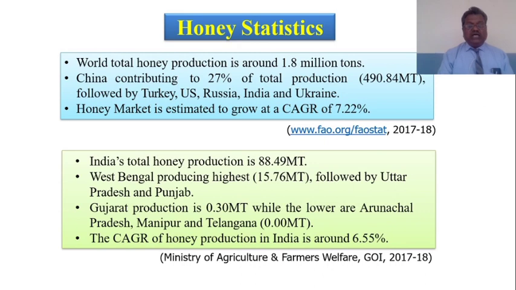Honey statistics. World total honey production is around 1.8 million tons. China contributed the most, about 27% of the total production, about 490 metric tons. After China, it is followed by Turkey, then US, Russia, India, and Ukraine. The honey market is estimated to grow at a CAGR of 7.22%. India's total honey production is about 88.49 metric tons. West Bengal produces the highest, 15 metric tons, followed by Uttar Pradesh and Punjab. Gujarat production is about 0.30 metric tons, while the lowest are Arunachal Pradesh, then Manipur and Telangana. The CAGR of honey production in India is around 6.55%.